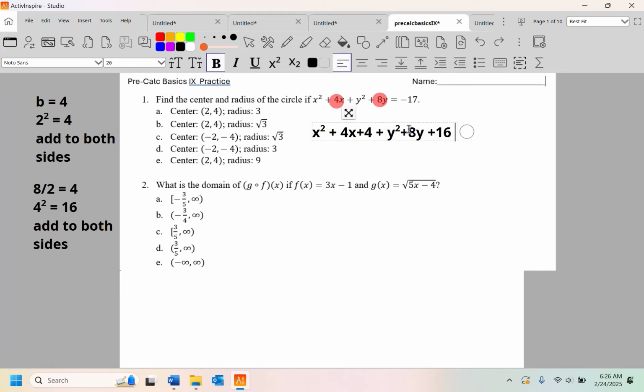All right, so what do we have? We had a negative 17 on the right. We added 4 and we added 16. Let's see what we have. The right-hand side is going to be 3. And x squared plus 4x plus 4 factors as x plus 2 times x plus 2. And y squared plus 8y plus 16 is y plus 4 times y plus 4. And it still equals 3.